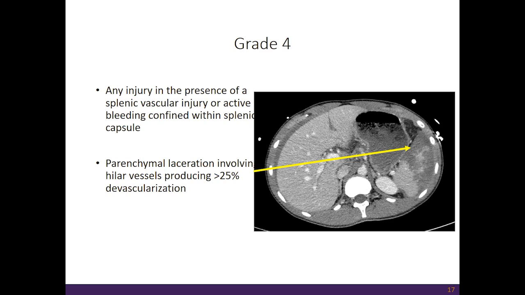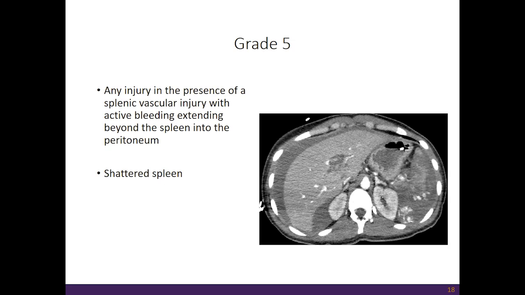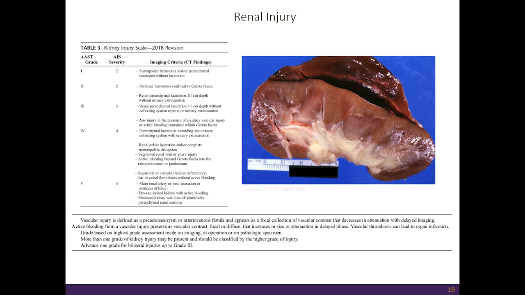Any injury in the presence of a splenic vascular injury or active bleeding confined within the splenic capsule would also count for grade 4. And then finally, grade 5, the shattered spleen, which is basically what you're seeing. And any injury in the presence of splenic vascular injury with active bleeding. As you can see, there are multiple areas of increased attenuation in the spleen, indicating active bleeding. There's very little spleen that is perfusing normally on this image.